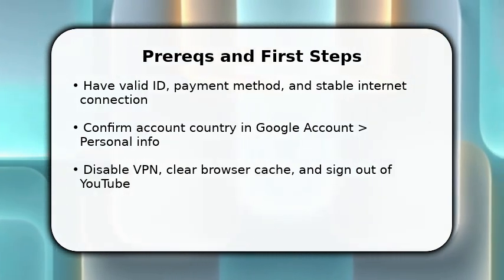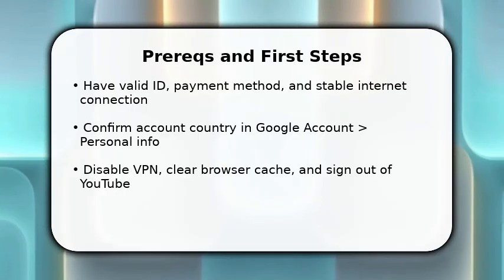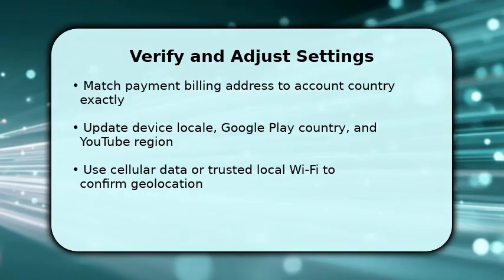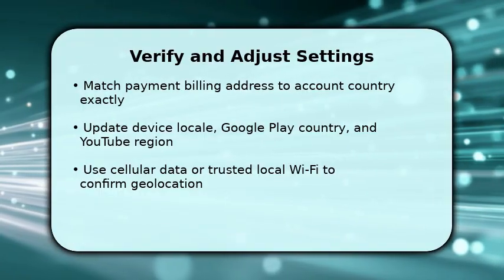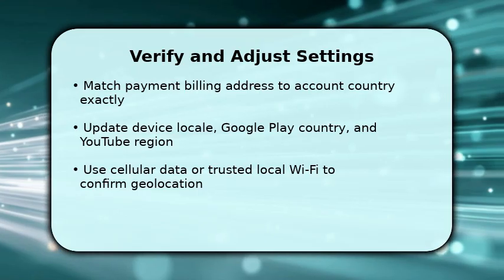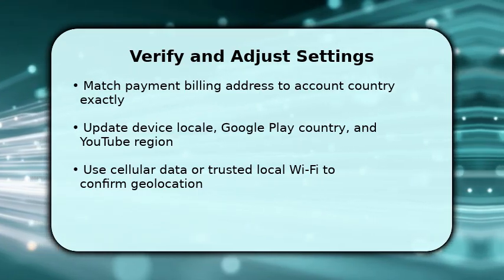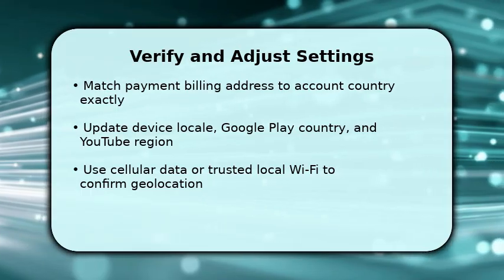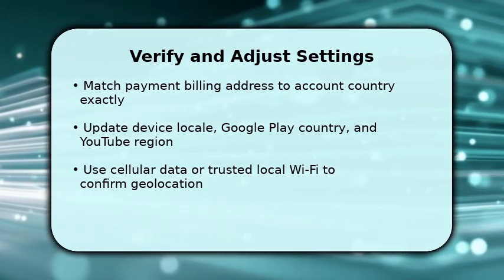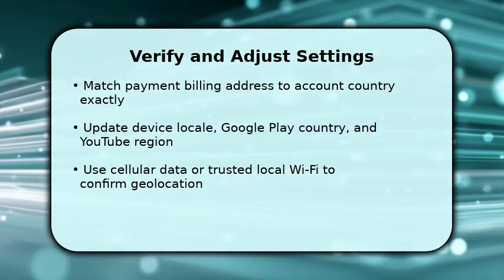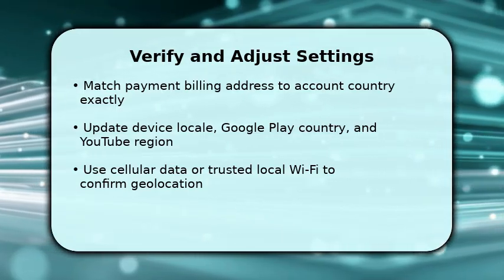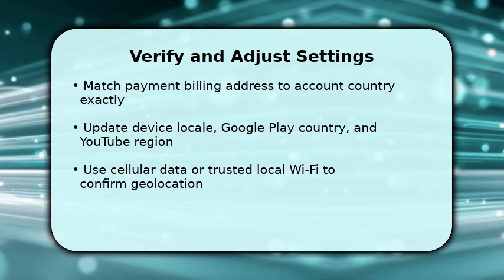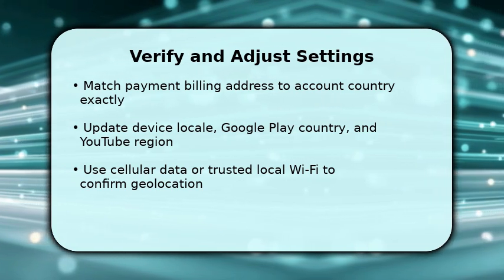Next, verify payment and device settings because YouTube checks multiple signals. You should edit your payment profile billing address to exactly match the declared country. Mismatches trigger the error. Then change device locale and Google Play country if applicable, plus set YouTube's region setting to the same country. If desktop checks fail, switch to cellular data or a local Wi-Fi network to confirm geolocation. This helps identify whether ISP routing is causing the verification failure.